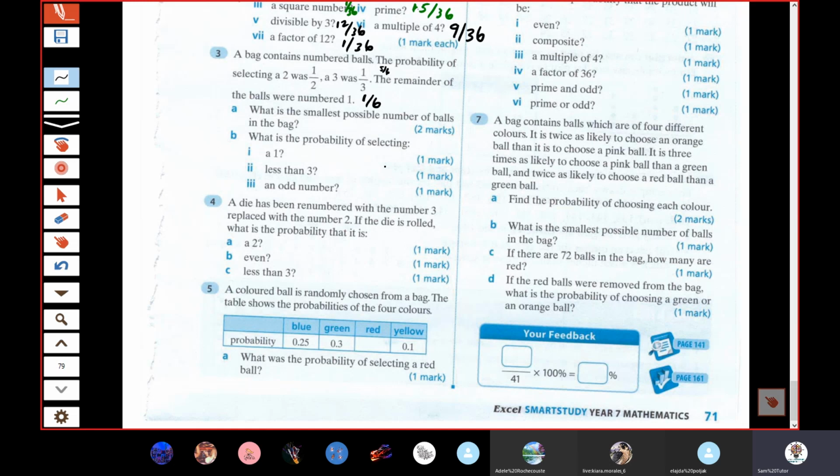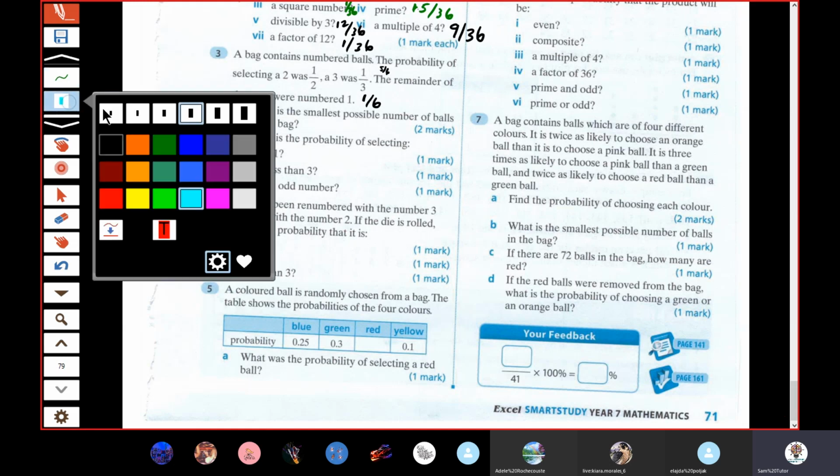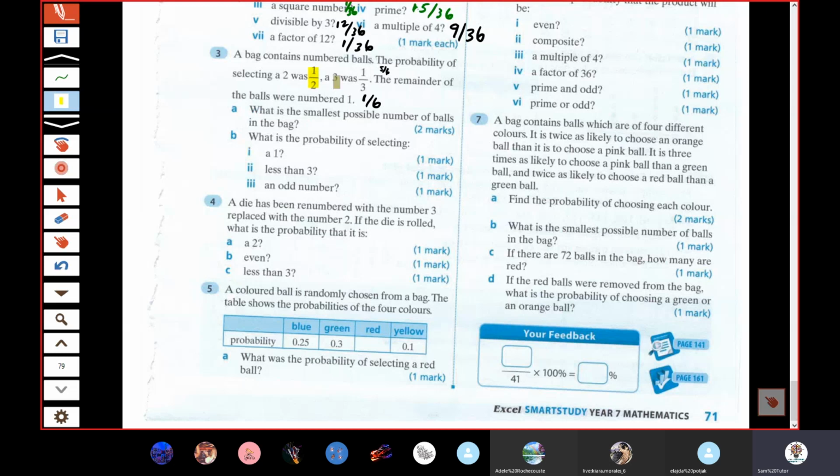Does that make sense? So if you want to check it, a half plus a third plus 1 out of 6 needs to give you the total probability, which is always 1. You can't go higher than 1, or 100%. So that's what I've done there. Half plus a third is 5/6, and I subtract it from 1 to get 1 out of 6.